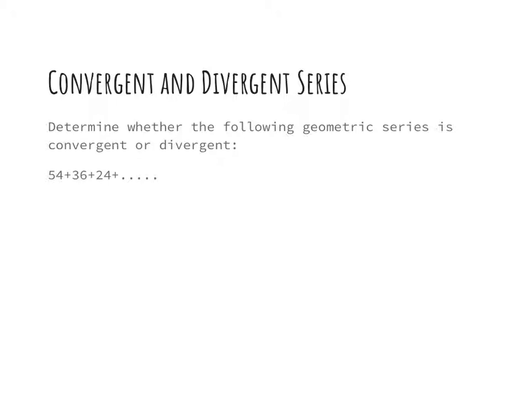So taking a look at our first example, we're going to determine whether the following geometric series is either convergent or divergent. It's got to be one or the other. Since we know it's geometric, we know that we multiply a common ratio to get each consecutive term. So how we find that is we look at the ratios. 54 to 36, I would take 36 divided by 54. And if I type that in, I get 0.66 repeating forever.